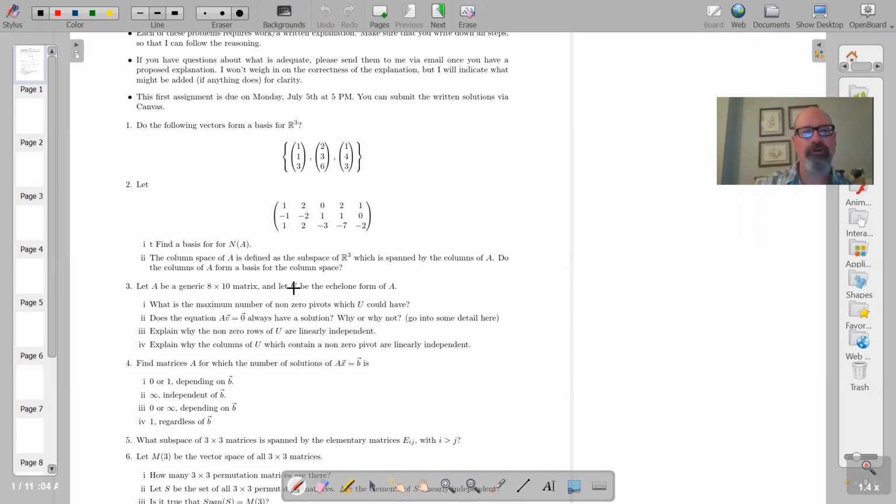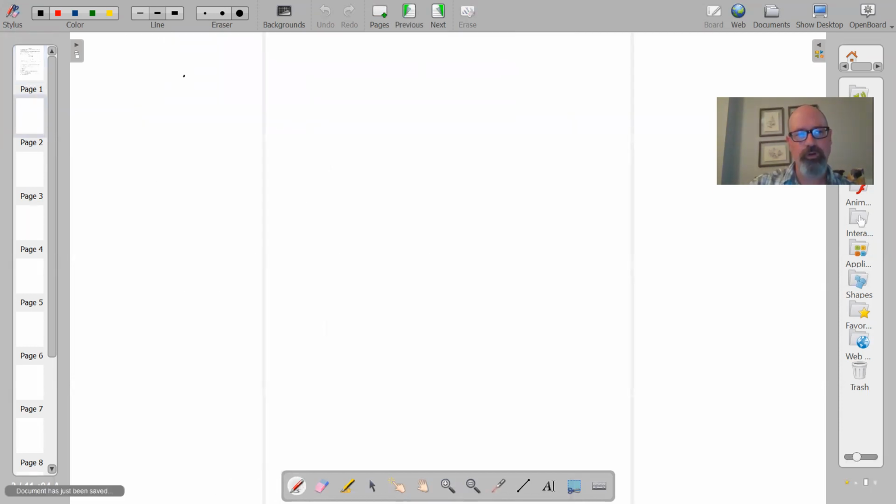In particular, I want to talk about problem 1, maybe problem 3, in particular parts 3 and 4, maybe a little about problem 4, and then 5 and 6 we'll wind up referring to at a later time. So on problem 1, you have these 3 vectors: 1, 1, 3; 2, 3, 6; and 1, 4, 3.